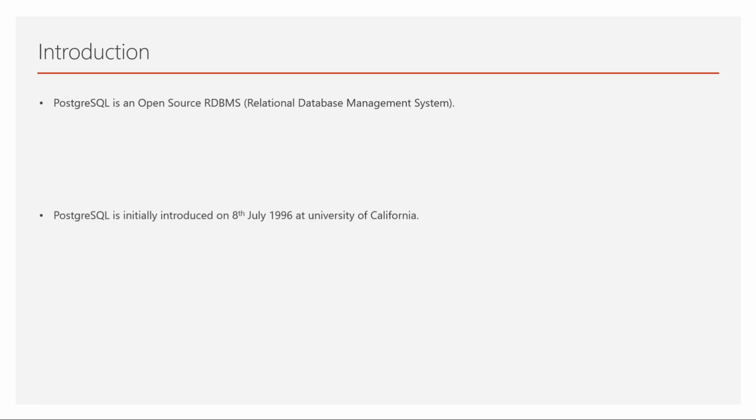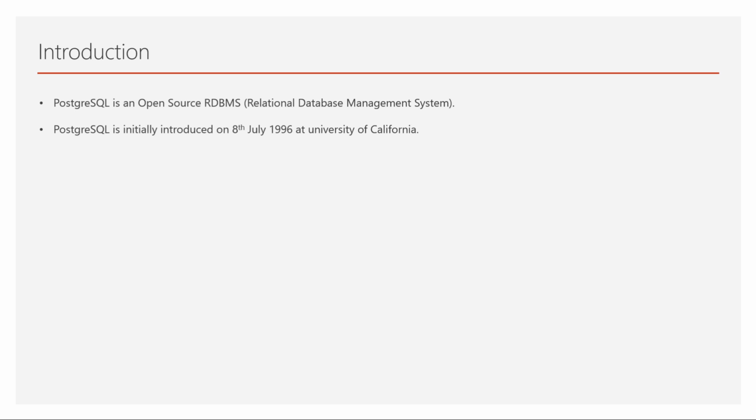Got it? Point number 2 is PostgreSQL was initially introduced on the 8th July 1996 at the University of California. Number 3 is PostgreSQL is developed by the PostgreSQL Global Development Group. The PostgreSQL Global Development Group is basically a group of volunteers that developed PostgreSQL.